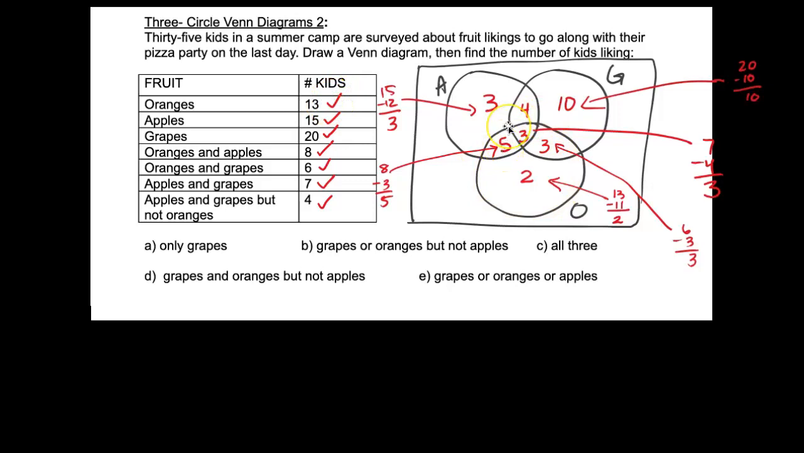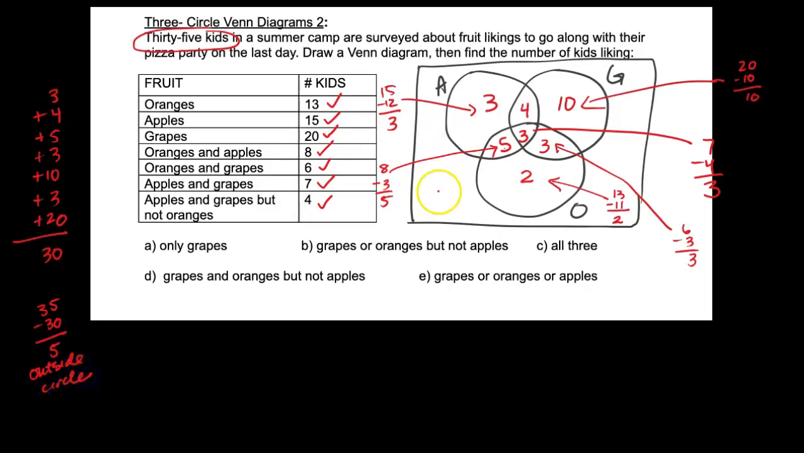And then the last step, we can't forget about this last step, is figuring out what number goes on the outside of the circles. And so to do that, what we're going to do is add up all of the numbers in the inside of the circles. So we're going to add a 3 plus 4 plus 5 plus 3 plus 10 plus 3 plus 2. We're just going to add all of the numbers here that we see. And if you add all of those, you end up getting 30. And they told us 35 kids were in the summer camp. So we're missing 5. So if we do 35 minus 30, we end up getting 5 that needs to be outside those circles. So 5 kids did not choose apples, grapes, or oranges as their fruit liking.